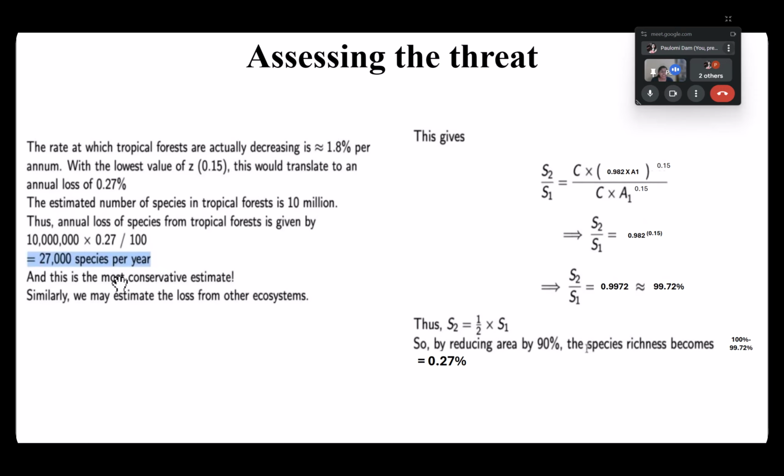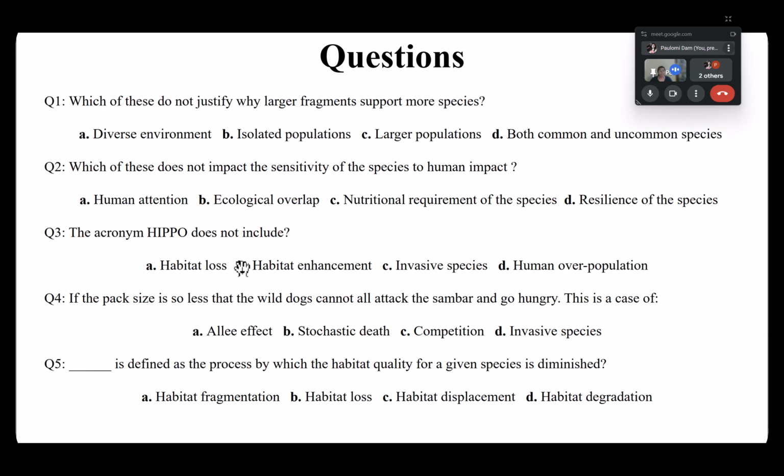In numbers, it did not look a problem, but when you actually put into formula, you see you're losing 27,000 species per year. And tropical forests are rich in biodiversity. Losing 27,000 species means you could also have some species which are going extinct. And this is definitely not good. These are problematic, and these are the exact issues that we are trying to address when we are looking into conservation. Right? So with this, the first part of this module, which was threat to biodiversity, comes to an end.